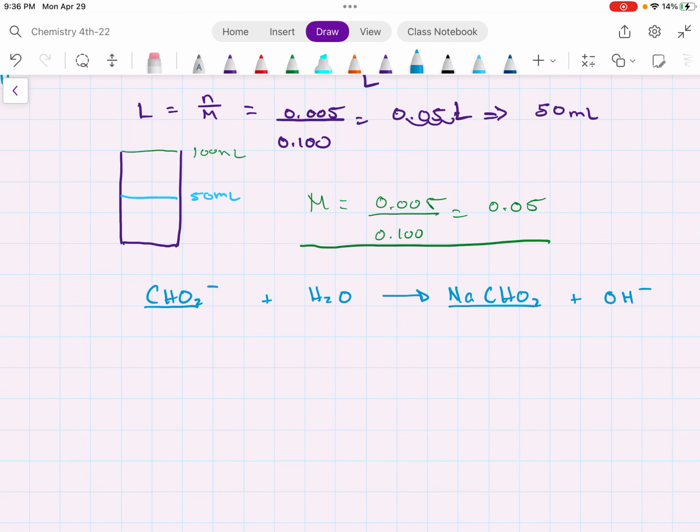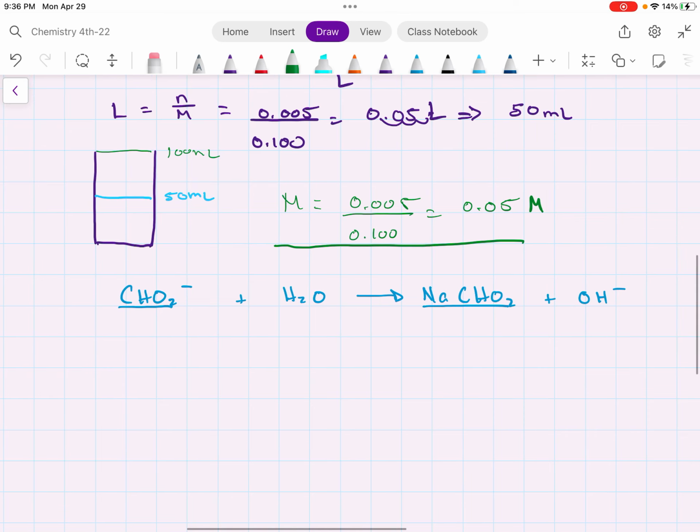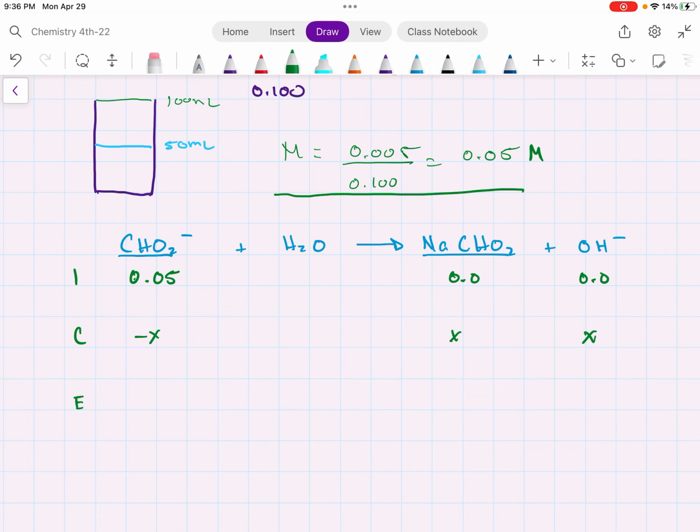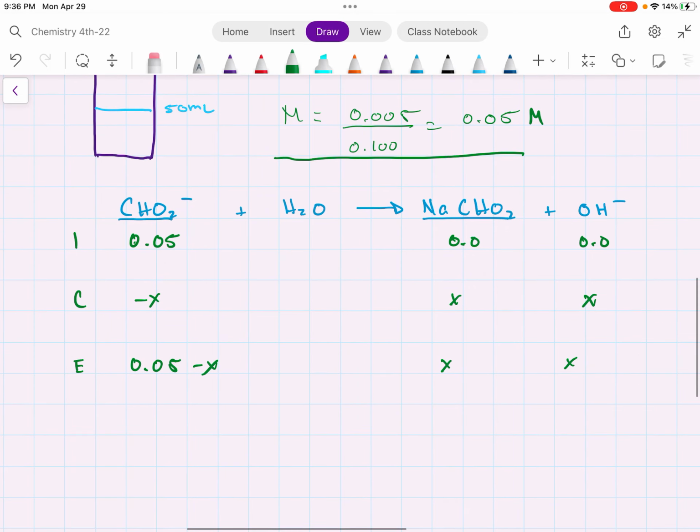So from here, this is where we're going to get our starting value, because this is in molar. Initially we're going to have 0.05 molar of this one. We can neglect the water. And then here we're going to have 0.0, 0.0. This is going to reduce by x, this is going to increase by x, and this is going to increase by x. And at equilibrium, or the equivalence point, we're going to end up at 0.05 minus x, and then x and x.